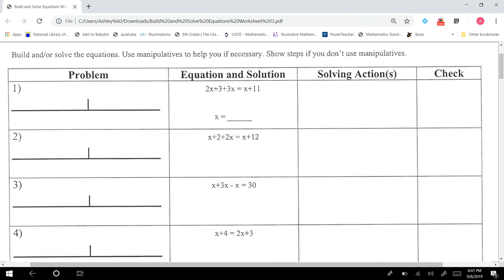We're going to go over a couple of examples to help you out with your Build and Solve Equations worksheet. It'll look something like this. I'm going to show you what I want you to do in each column, and I'm going to explain to you what the visual means and how it can help you solve equations.